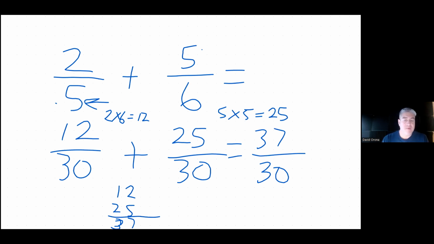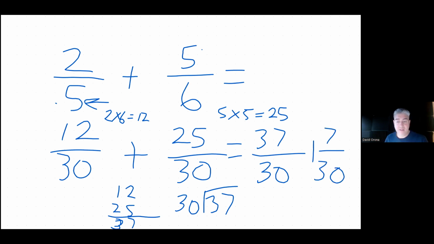Remember, we have to divide the bottom into the top. How many times will 30 go into 37? It'll go in at least once, right? So it'll go in one time. 37 divided by 30, and looks like we have 7 left over. So it'll be 1 and 7/30. So our answer, 2/5 plus 5/6, is 1 and 7/30.